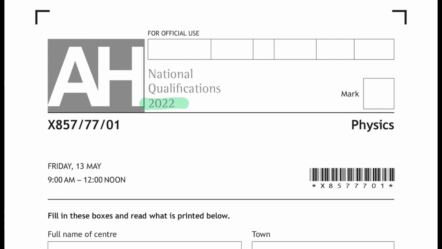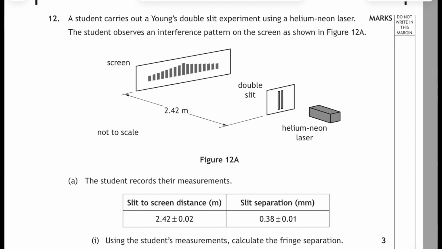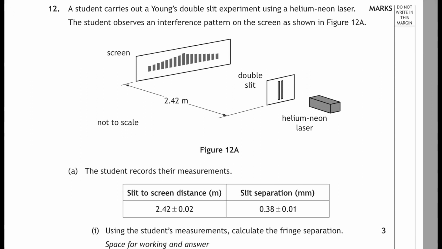Let's have a look at the 2022 paper, and we're going to have a look at question 12. First thing we notice is it's the same diagram. The student carries out a Young's double slit experiment using a helium neon laser, and the student observes an interference pattern on the screen as shown in figure 12a. And in part A, the student records their measurements. So the slit to screen distance, that's big D, is 2.4 plus or minus 0.02 metres, and the slit separation, 0.38 plus or minus 0.01 millimetres. So that's big D on the left and small d on the right there.